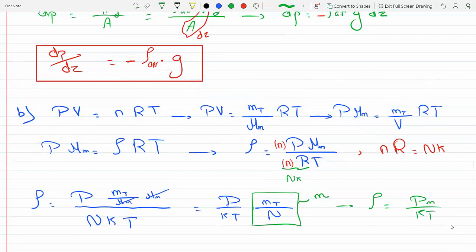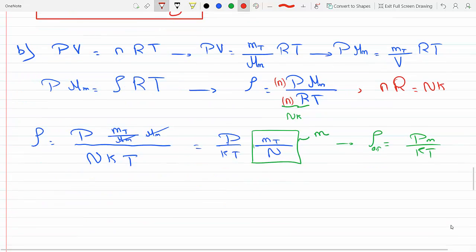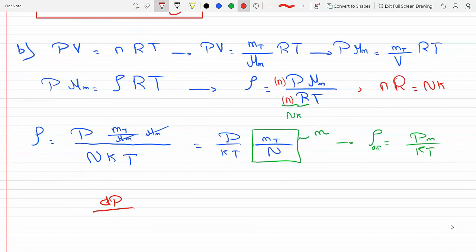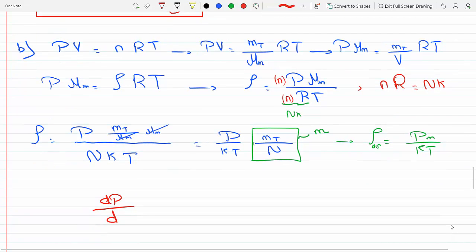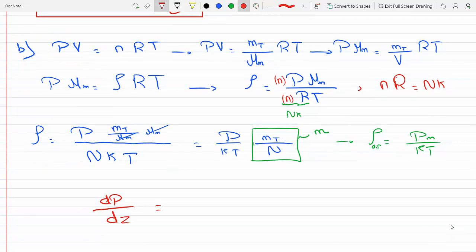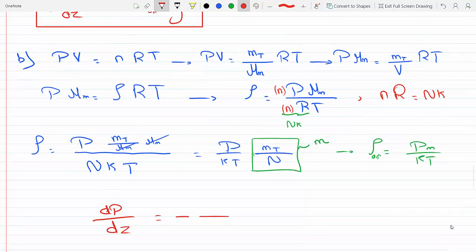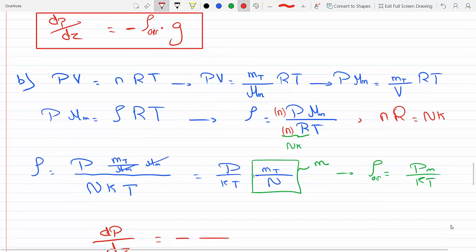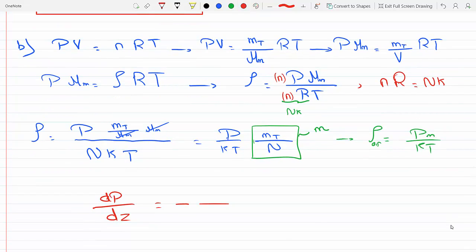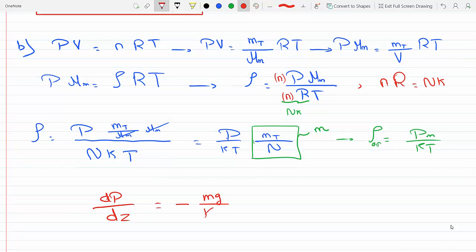Okay, and so with that said, the density is equal to P m over kT. And now if I plug this into the above result, this is the density of air in part A, I would indeed arrive at the required differential equation, dP over dz is equal to minus mg over kT times the pressure.